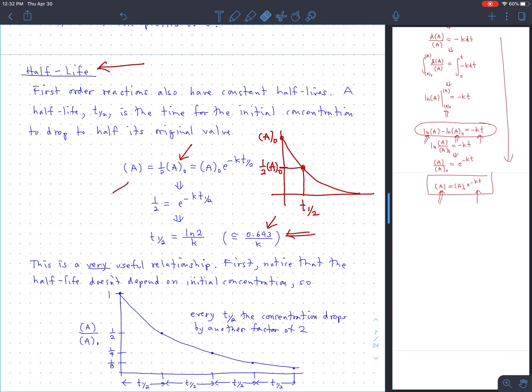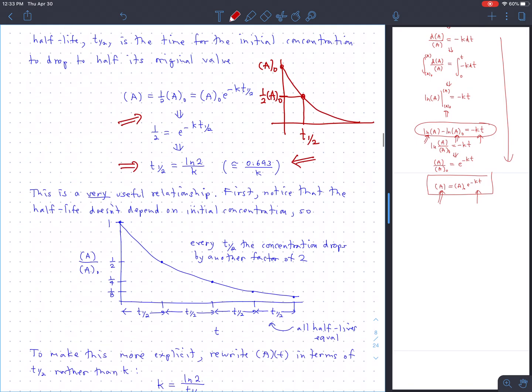Now, this nice relationship only works for first-order reactions. It only works for exponentially decaying behavior and therefore only for first-order reactions. So if it's a second order or other order or some more complicated thing yet, you won't get this nice relationship. What it says is two things at least, many things actually, but two main things.